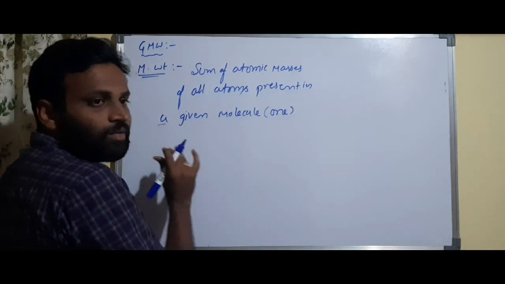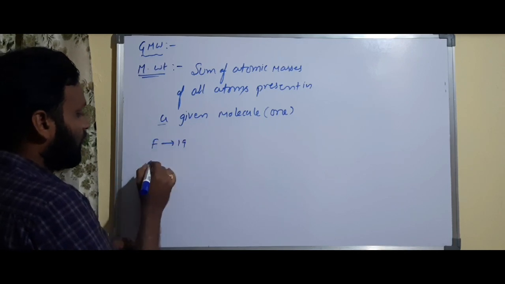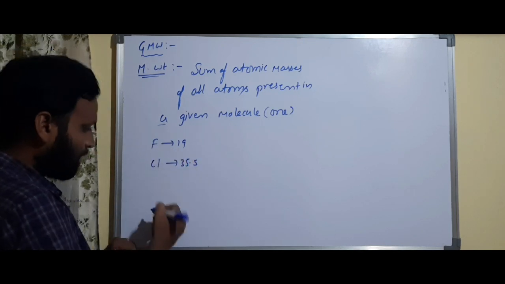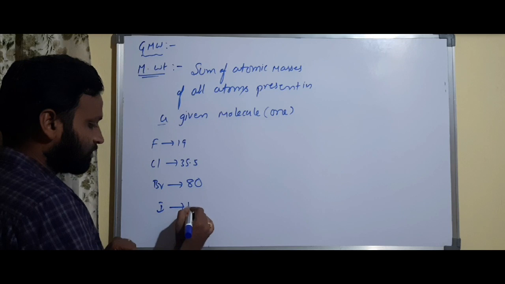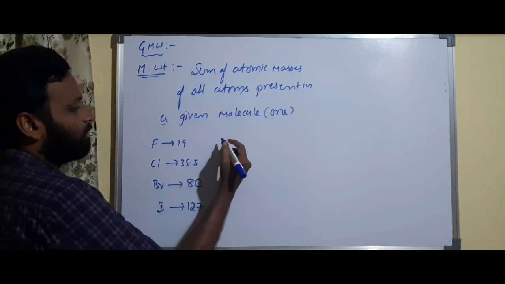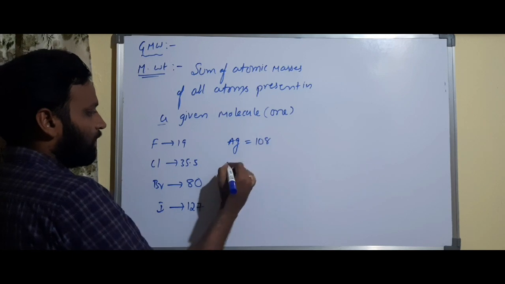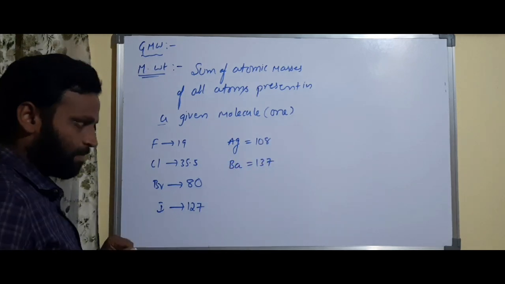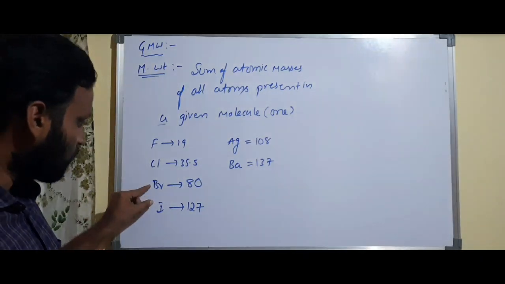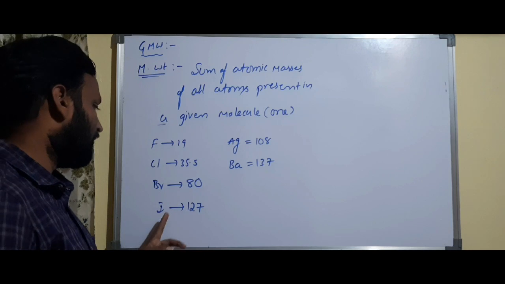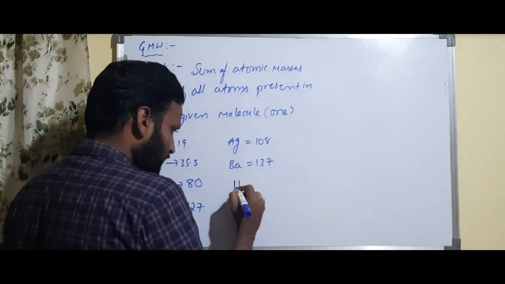Here, atomic weights of 30 elements were given. Along with those, a few more you must know: fluorine is 19, and chlorine is 35.5. In this family you have two more to remember: bromine is 80 and iodine is 127. In the same way, silver is 108, and barium is 137. Two of these come under the 30 elements, but bromine 80, iodine 127, silver 108 and barium 137 are extra.